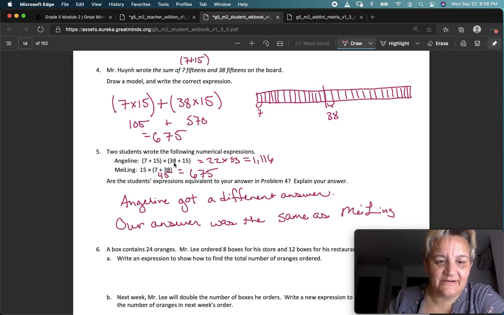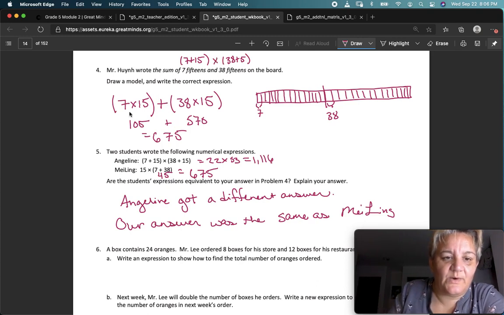And then here, she didn't realize that 38 times 15, she thought it was 38 plus 15. And then she didn't think it was the sum, she thought it was multiplied. So where we did the multiplication, addition, and the multiplication, she had addition, multiplication, and addition. Do you see what she did wrong there?